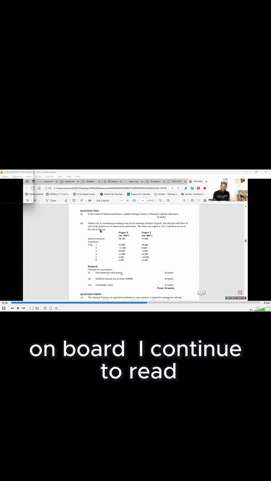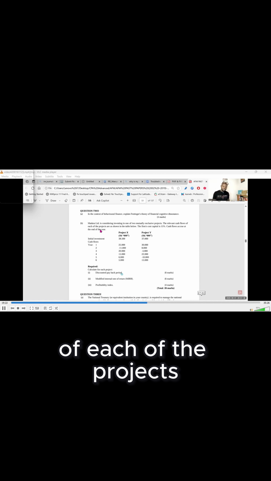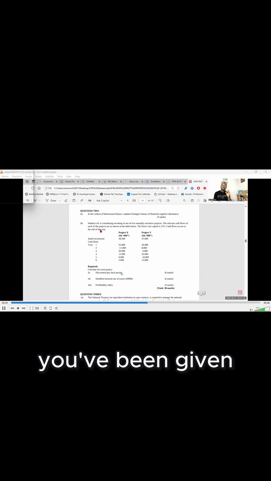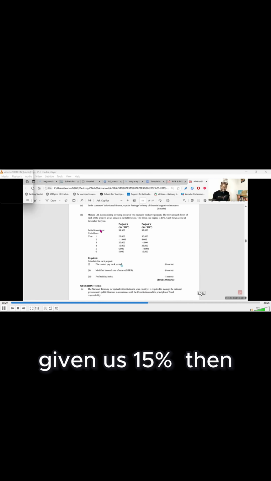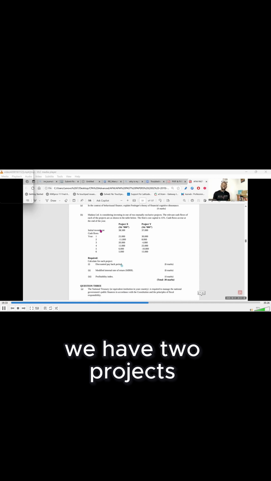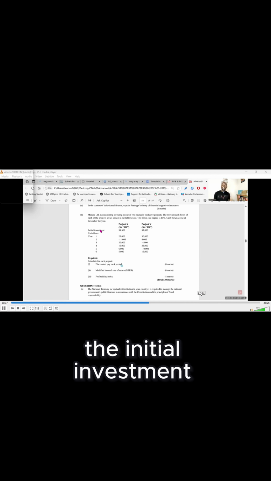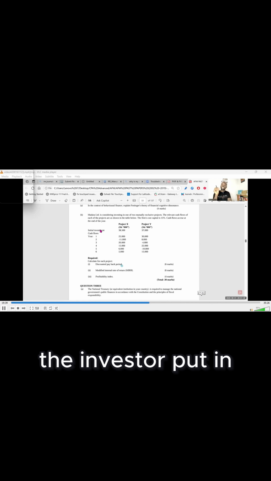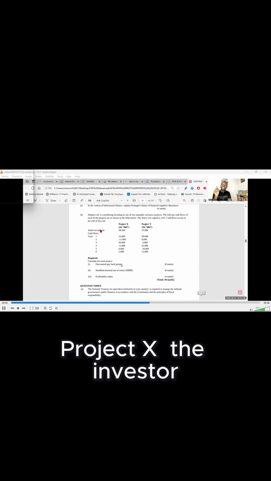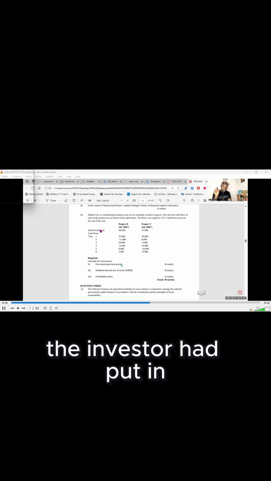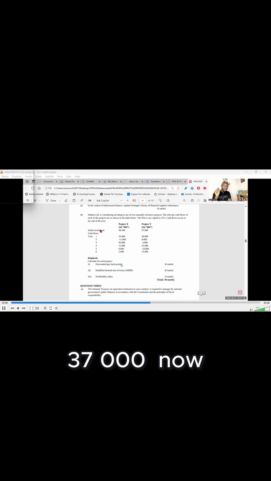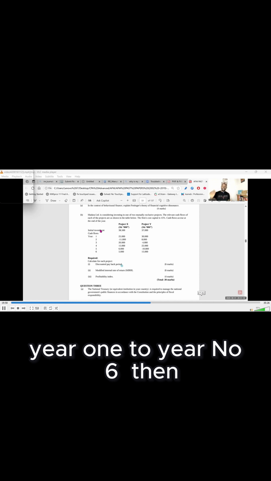I continue to read. The relevant cash flows of each of the projects are as shown in the table below. Now, you've been given cash flows. I believe you're able to see, and then the cost of capital is given as 15%. Then the cash flows are accruing at the end of the year. We have 2 projects, Project X and Project Y. Then we have the initial investment, the amount the investor put in each of these projects. Project X, the investor had put in 38,500. In Project Y, the investor had put in 37,000. Now, cash flows are given for year 1 to year number 6.